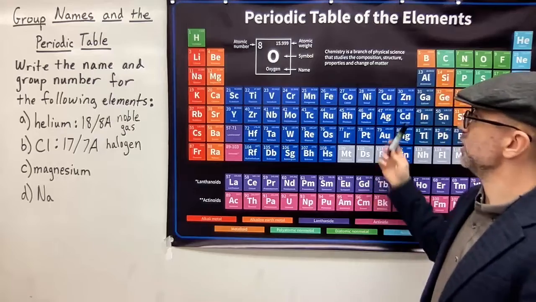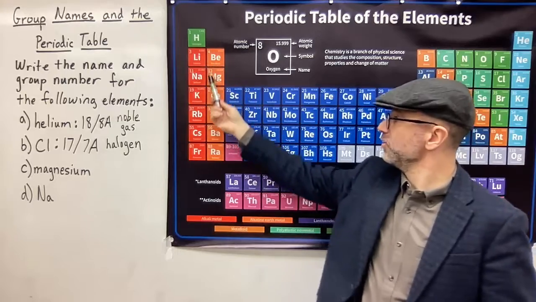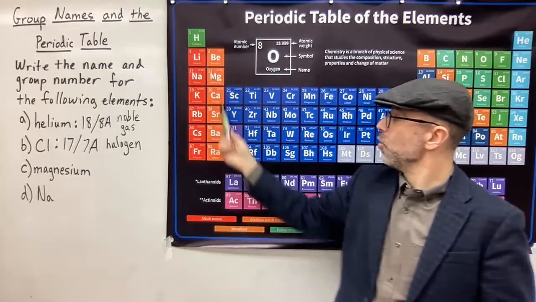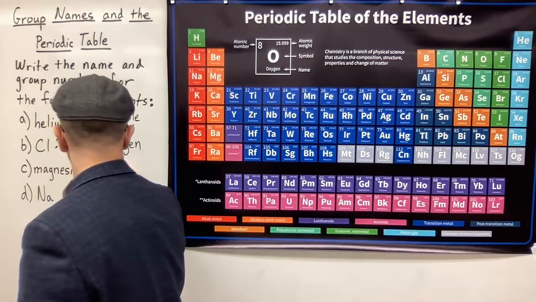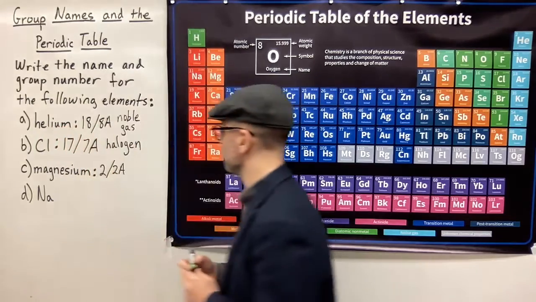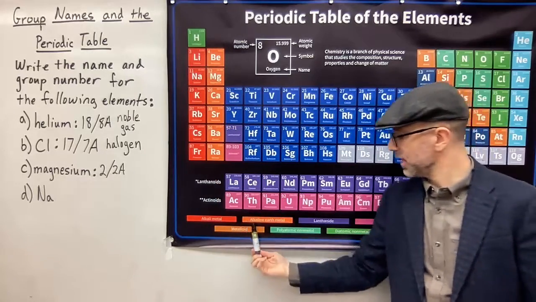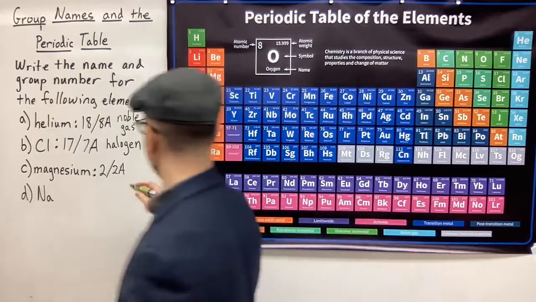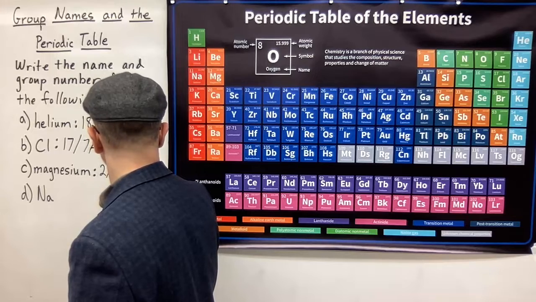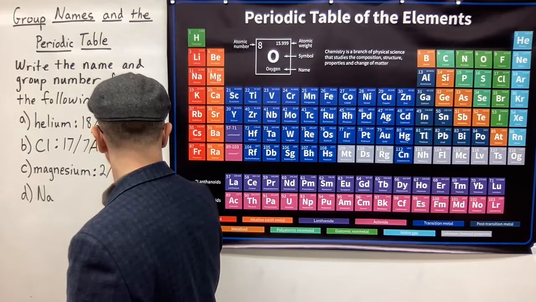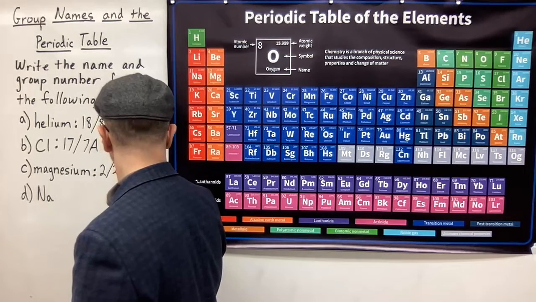Magnesium is next. So magnesium, Mg. Magnesium is in this group here. This is group 2 or group 2A. And it's in this second group here, and we call that, again, the alkaline earth metals. So, excuse me, magnesium is an alkaline earth metal.